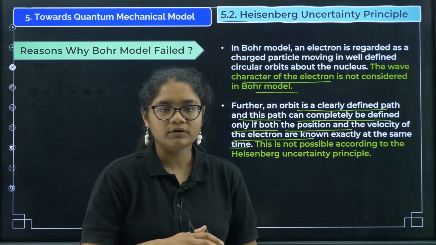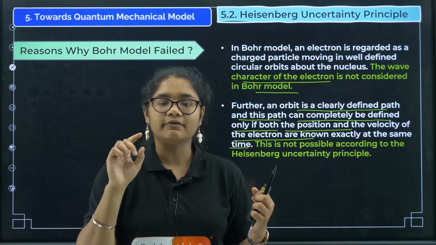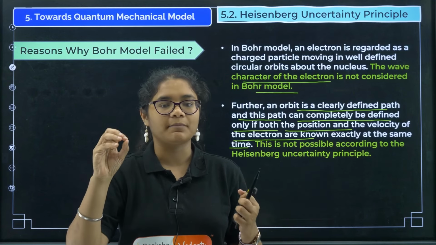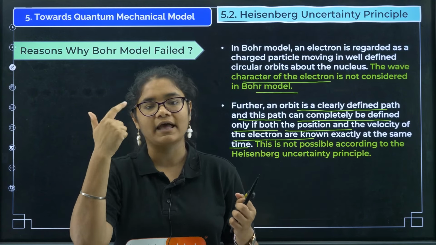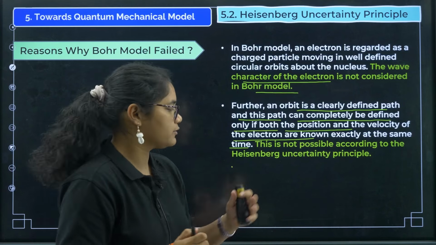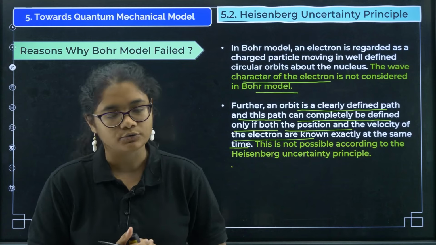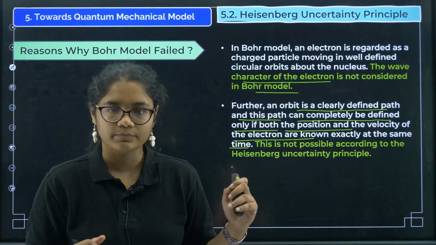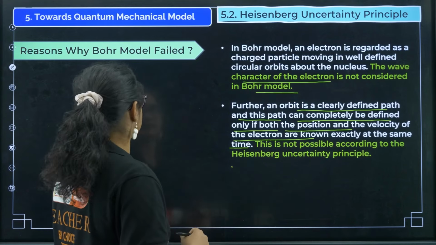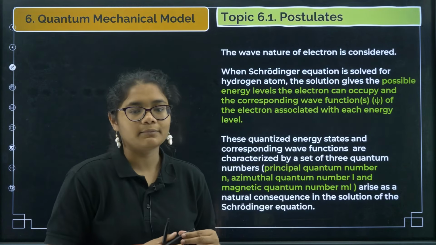So according to Bohr, electrons traveled in a definite path, and we can explain this definite path if we know the velocity and the position of the electron at every point of time, right. But according to Heisenberg, that is not possible to calculate. So that means electrons do not have a definite path, okay. So here is the reason why Bohr's model failed. Now we will go towards the quantum mechanical model.